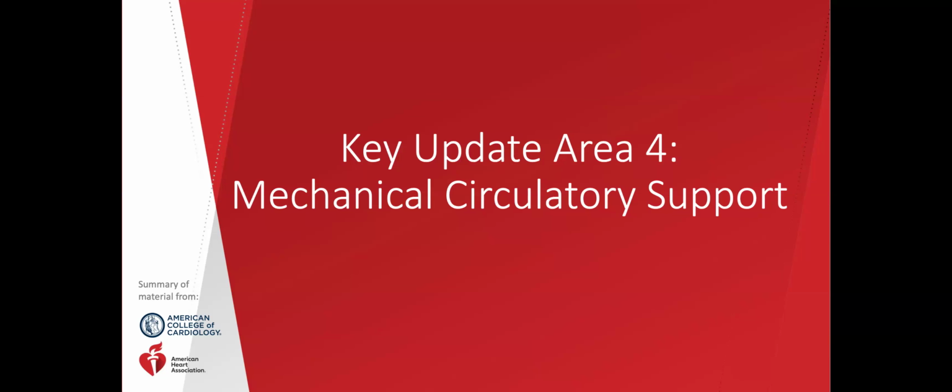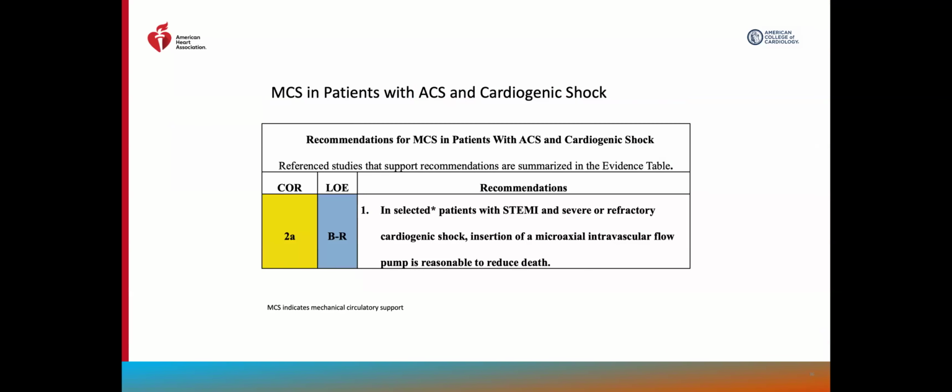The fourth key area, and the last one, is regarding mechanical circulatory support. The 2025 guideline includes a new recommendation about using the Impella or microaxial flow pump device in cardiogenic shock. Cardiogenic shock is a core part of the ACS guidelines as cardiogenic shock occurs in 10% of patients with STEMI and has an early mortality rate of 40% to 50%.